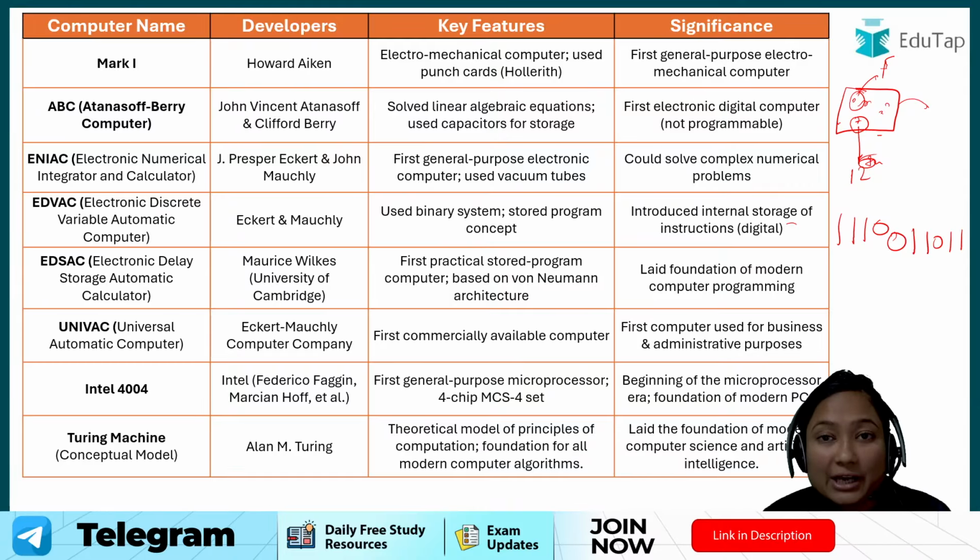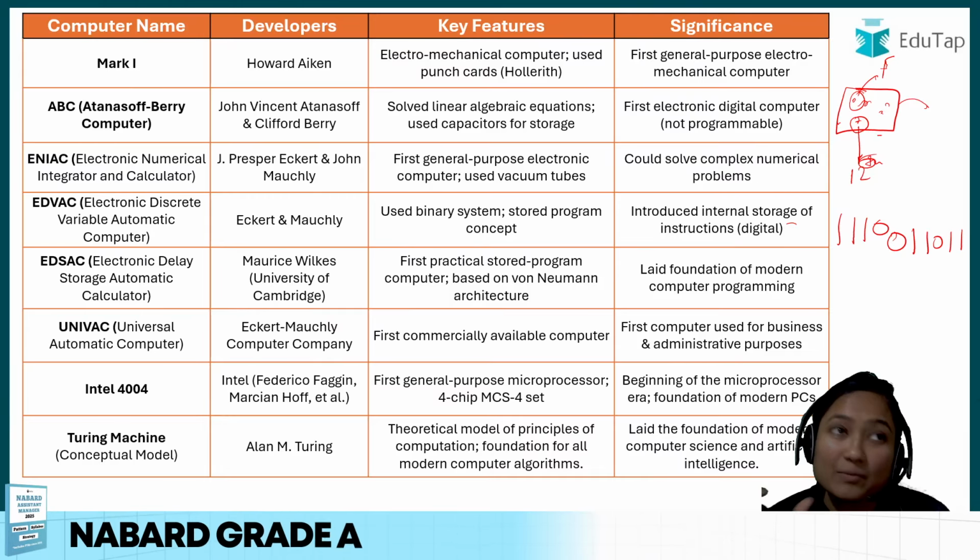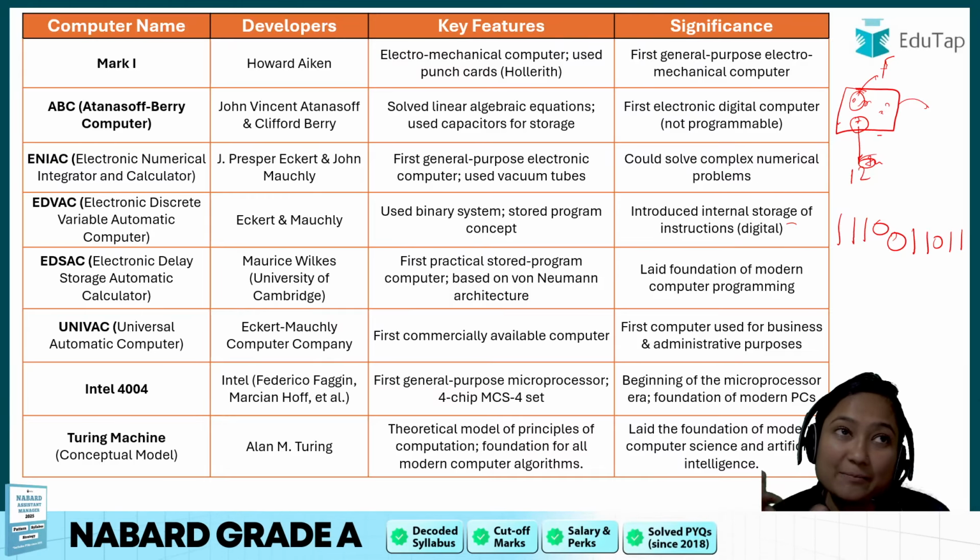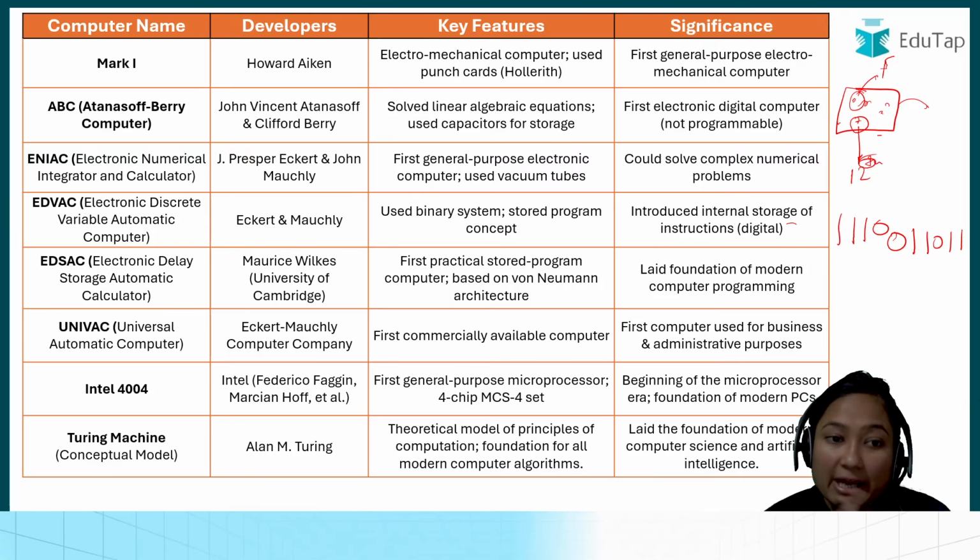What is von Neumann architecture? In this particular architecture we say a computer doesn't need to have a separate program store and separate data store. That means programs and data can be stored together in the computer. So that is basically your EDSAC.